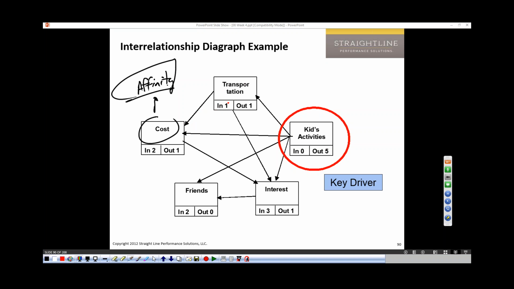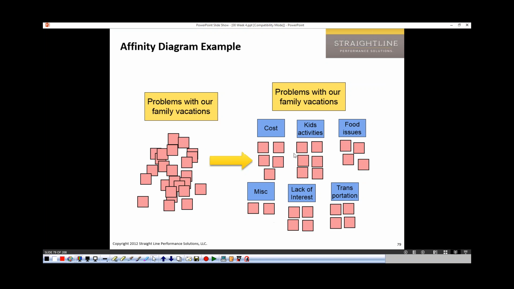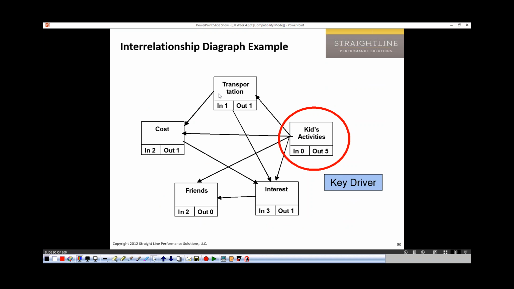In this example, our affinity diagram organized it into, well, our problem is either cost, kids activities, food issues, miscellaneous, which doesn't help, lack of interest or transportation. So that's what these categories are right here: transportation, cost, friends, interest, kids activities. You can see the kids activities drive transportation issues, but transportation issues don't drive kids activities. So you can count the number of out arrows and the number of in arrows, and it's the out arrows that are the key drivers. It's a nice little tool that you can use. I find very few teams use this, but it can be helpful. I think the problem is it gets to be a complicated diagram pretty quickly.